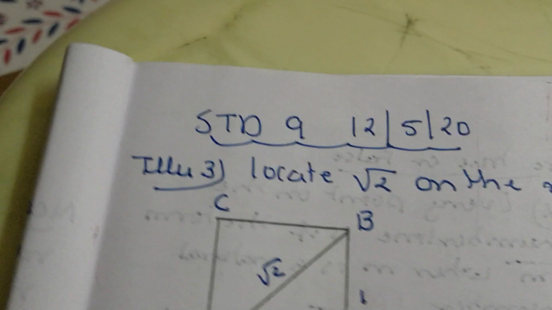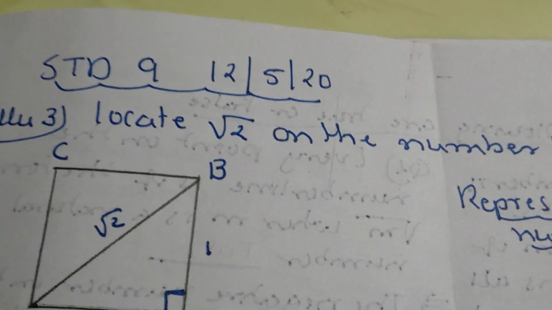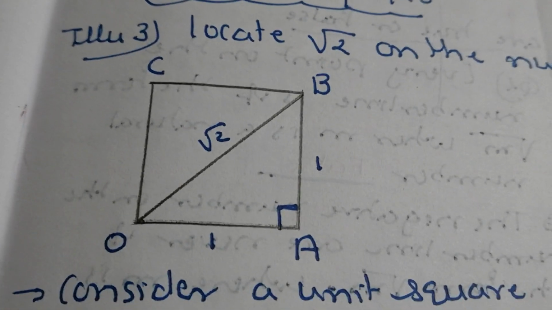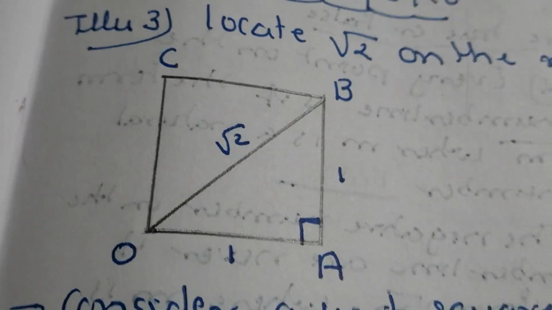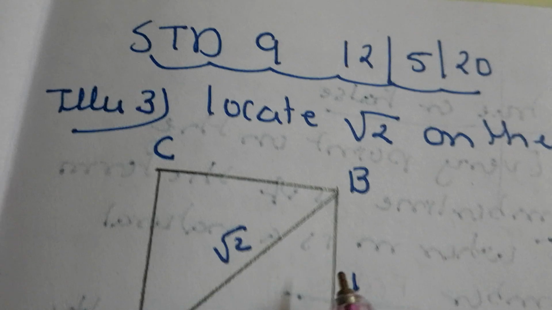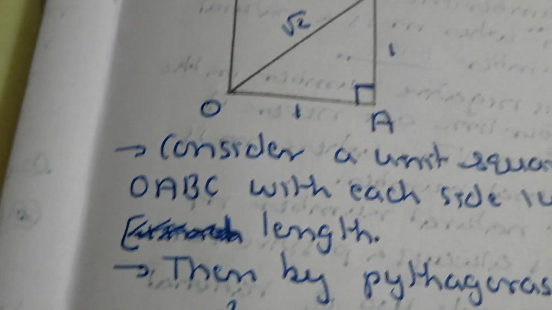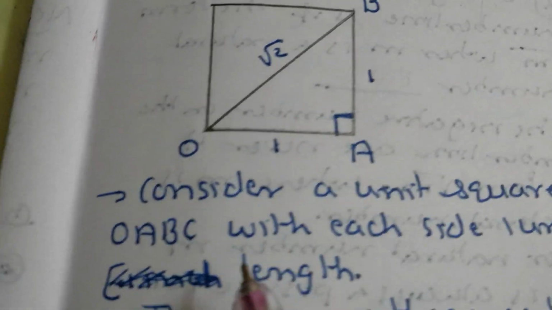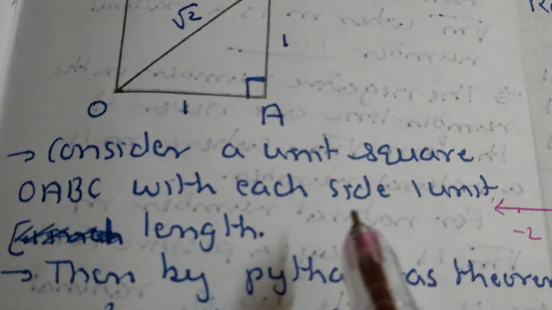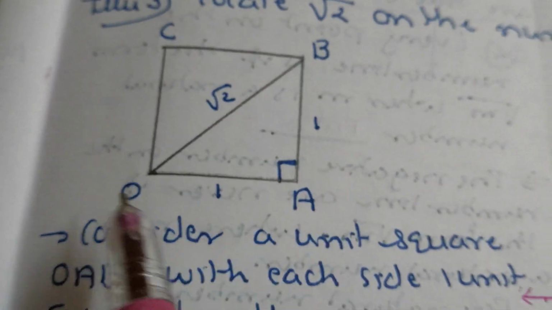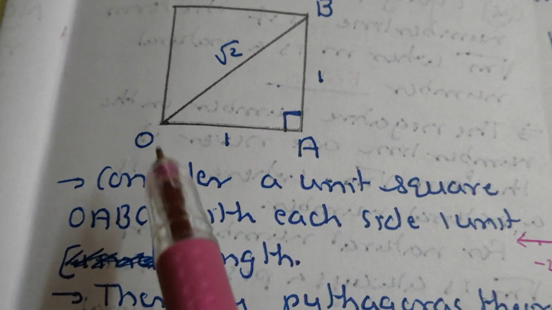Well, illustration number 3. Locate 2 root 2 on a number line. So dear friends, here I have made a square of 1 inch. All the sides are 1 inch. Considering a unit square OABC with each side 1 unit length. That means I have constructed a square of 1 inch and I have drawn its diagonal OB.